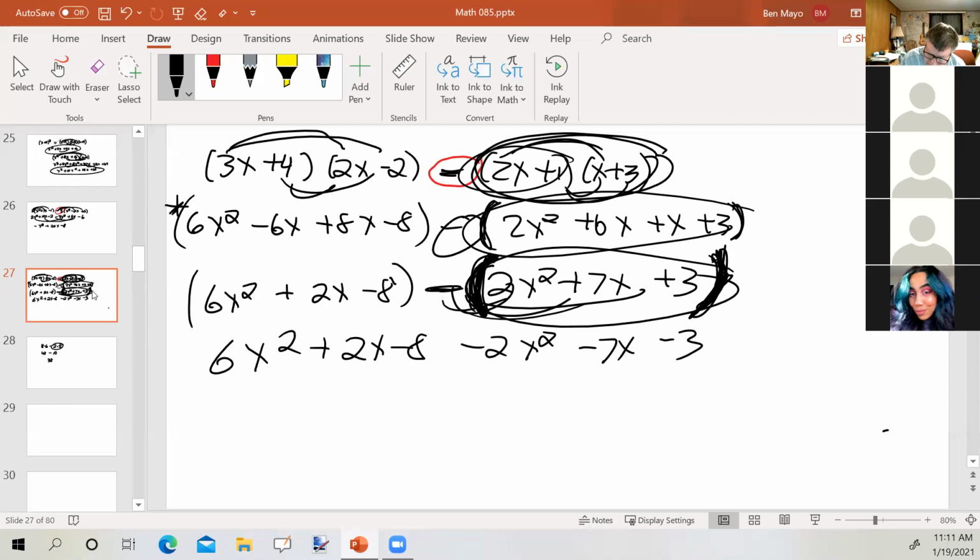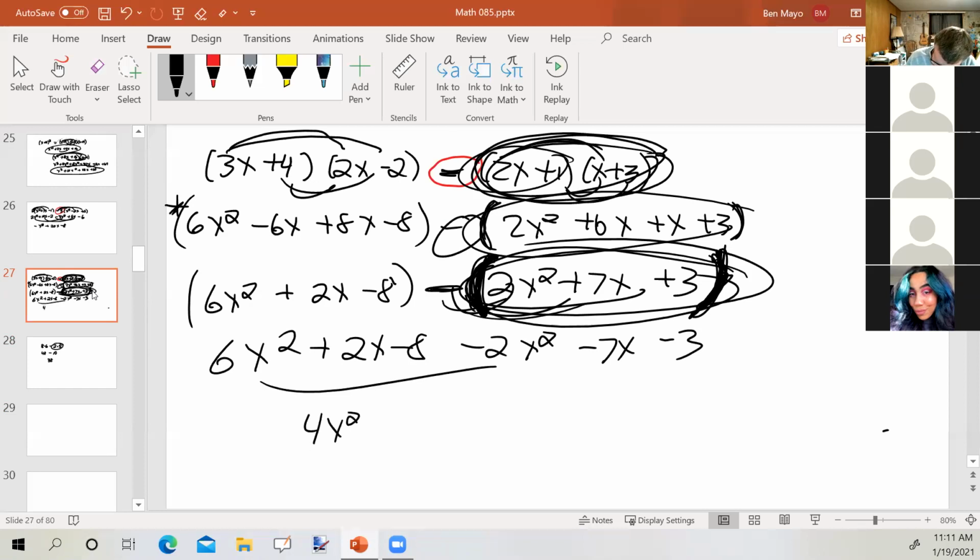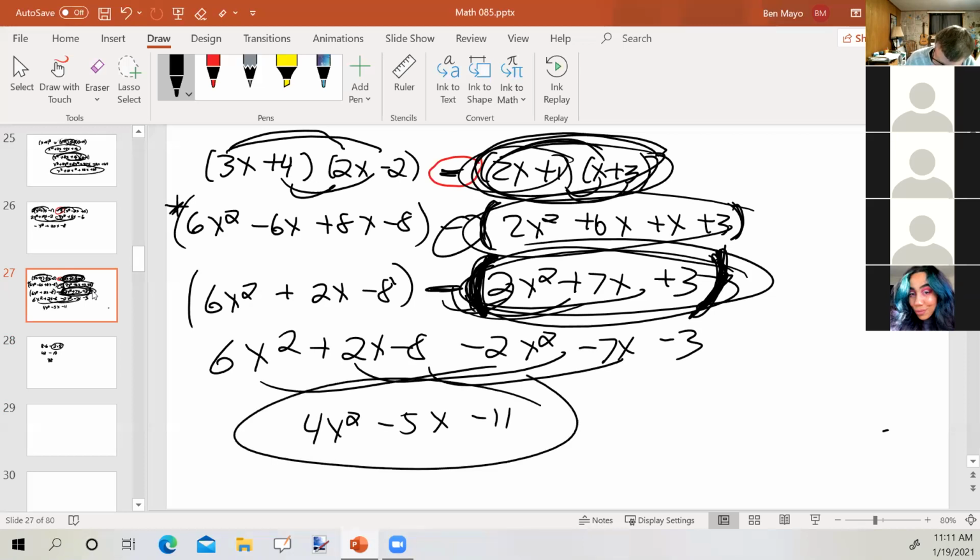But if you're subtracting a product, you've got to subtract the whole product, okay? So then we get 4x squared minus 5x minus 11 as our final answer. But what'll happen is people will just go minus 2x squared, and then they'll have a plus and a plus where they should have distributed that subtraction sign. Okay, let's look at one more of those here.